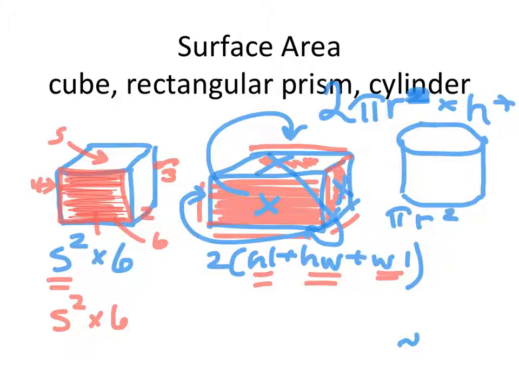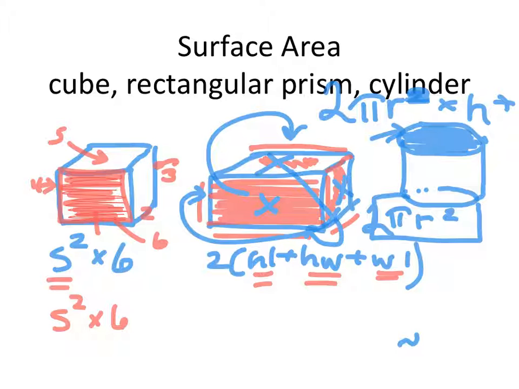To find the surface area of a cylinder, we need to think of it in 2 different steps. First, we need to think about finding the area of the top and the bottom. To find the area of that circle, we know that we say pi r squared. Pi r squared will give us the area of 1, either the top or the bottom. So we're going to have to take that pi r squared times 2 to get the top and the bottom.